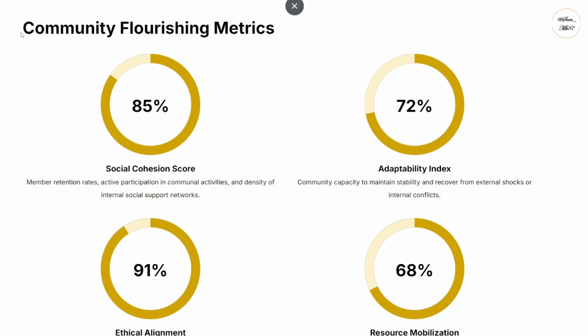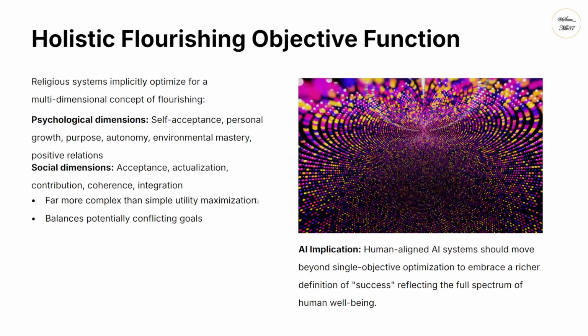So here is more in terms of the community. So we have, let's say, social cohesion. The previous slide was more around the individual level, but here is more around the social level. So things like social cohesion score or the adaptability index, similar metrics can help to evaluate the overall performance of the system. I'm going to skip this one.